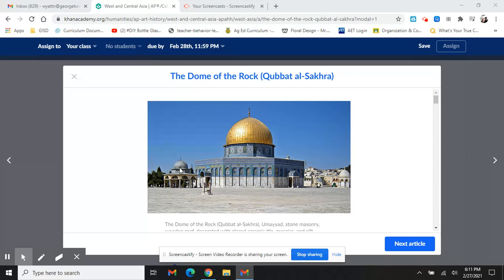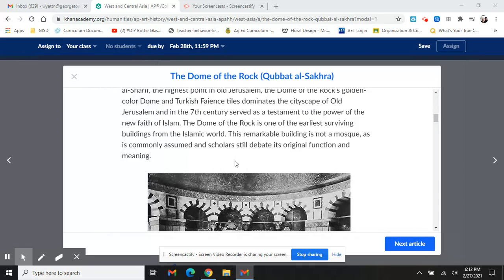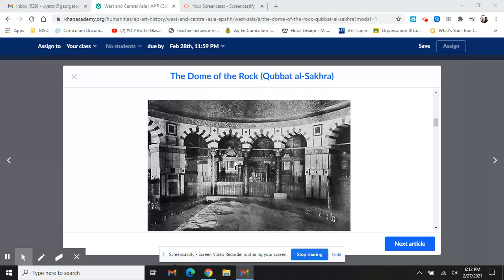So number one asks, what did this building not function as? And we already talked about that. That's a mosque. Number two, what is located at the center of the building? And what is the significance of this item to Islam? So let's go down and let's look at how the inside of the building looks. So this is the interior.